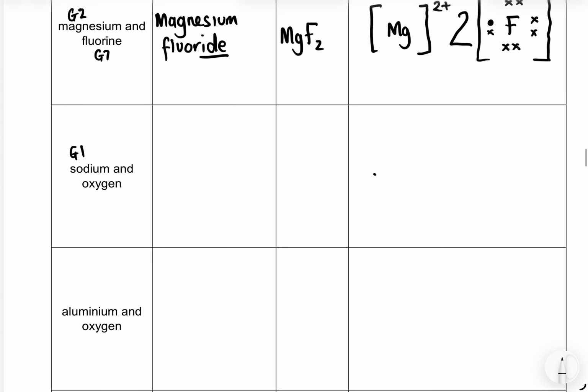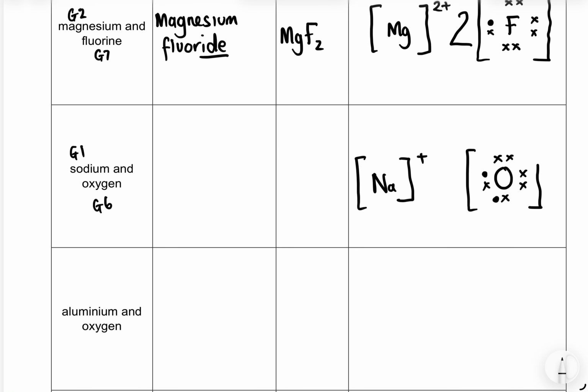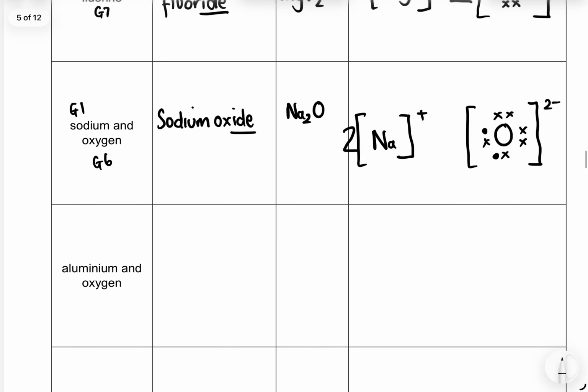So let's do the same with sodium. Sodium's in group 1, oxygen's in group 6. So sodium loses 1 to become 1 plus. Oxygen is in group 6, 1, 2, 3, 4, 5, 6, and it gains 2 to become 2 minus. So in order to balance that, we're going to need 2 of the sodiums to balance the 2 minus charge. So we're going to have a formula Na2O. Sodium ions are called sodium ions, but oxygen ions are called oxide ions. We don't say oxygen ions, we say oxide ions.